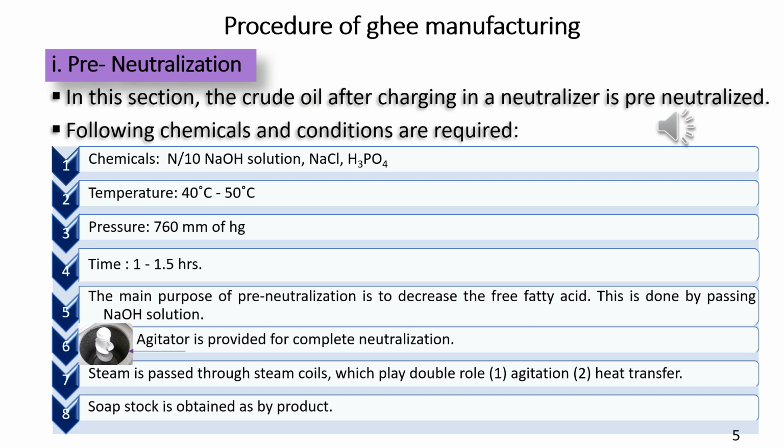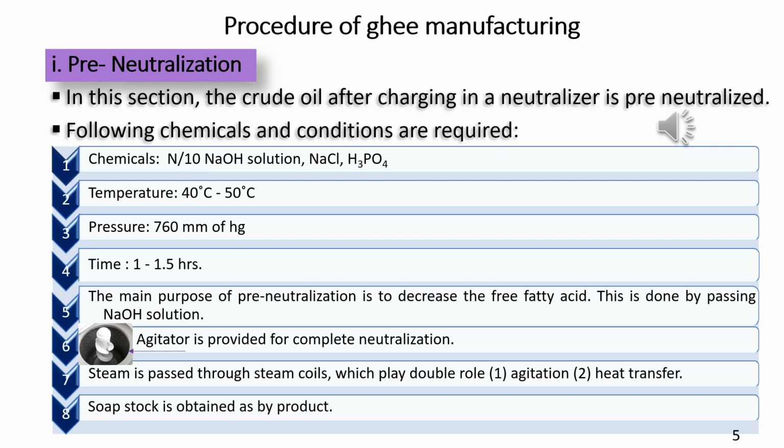We require N/10 NaOH solution, which is about 4 gram of NaOH dissolved in 1 liter of water, NaCl and H3PO4. The temperature is 40 degrees centigrade to 50 degrees centigrade and pressure is 760 mm of autogram. It will require about 1 to 1.5 hours.